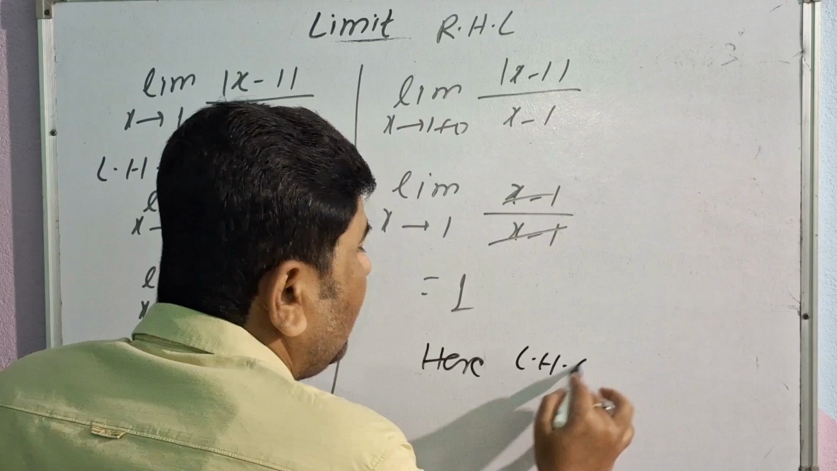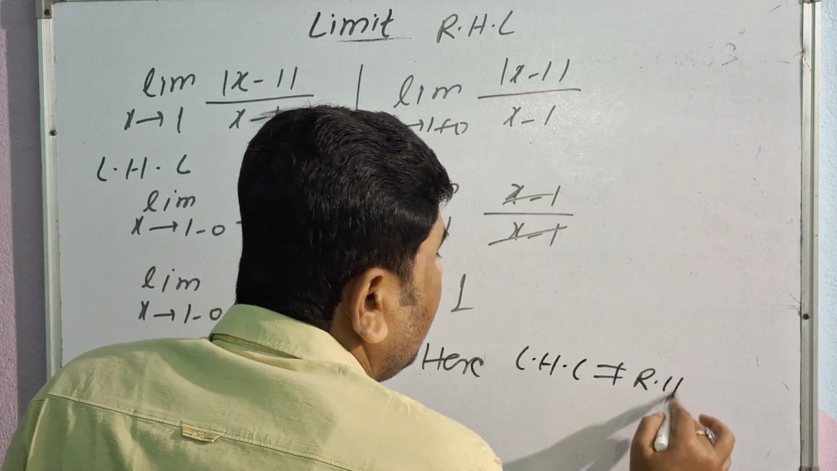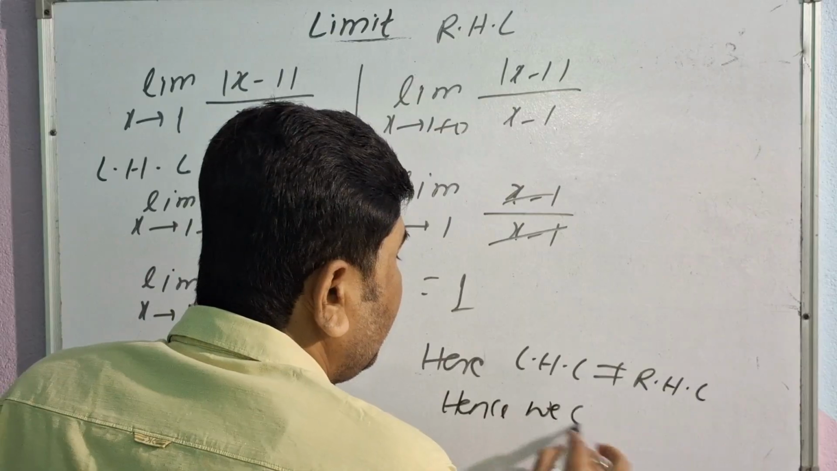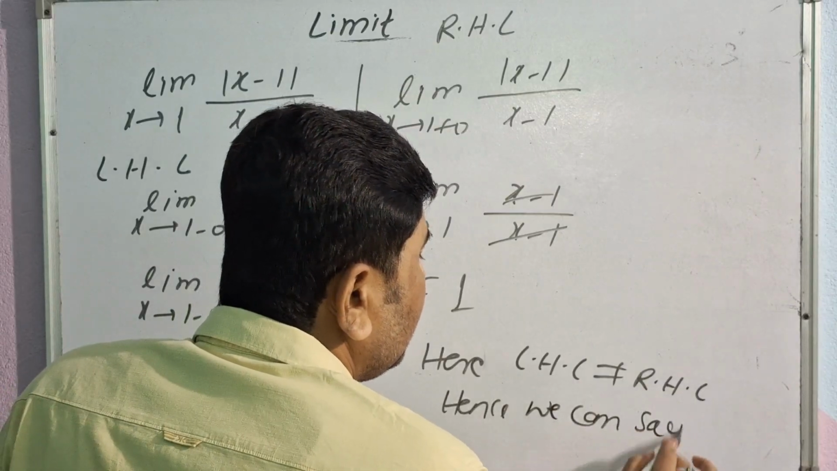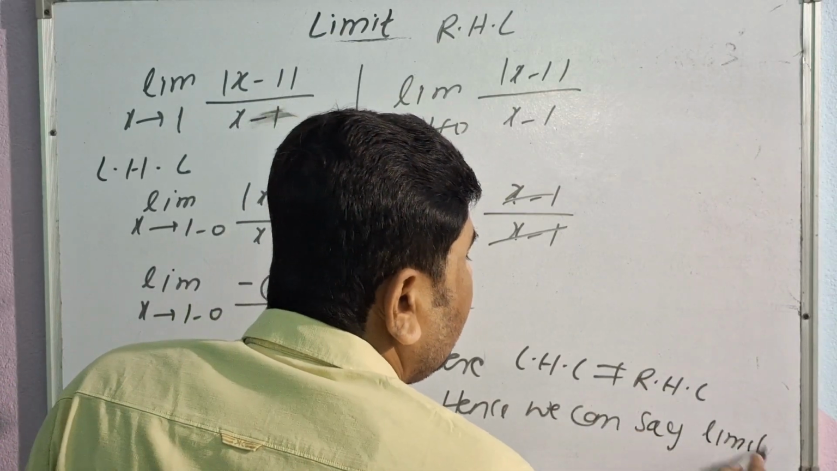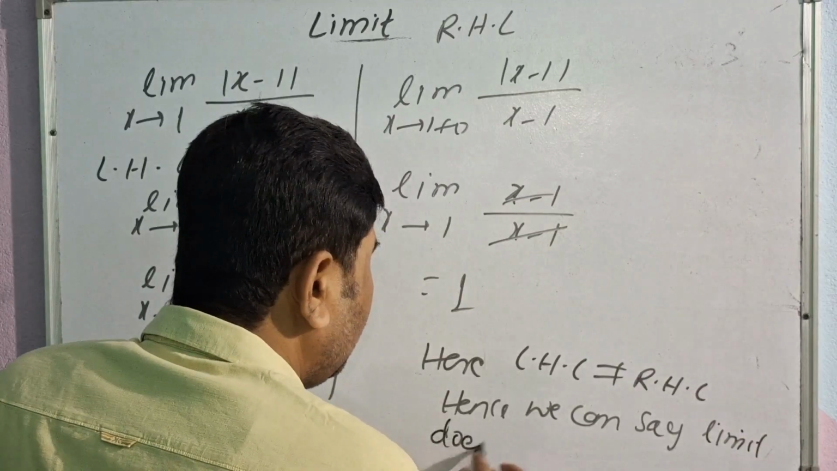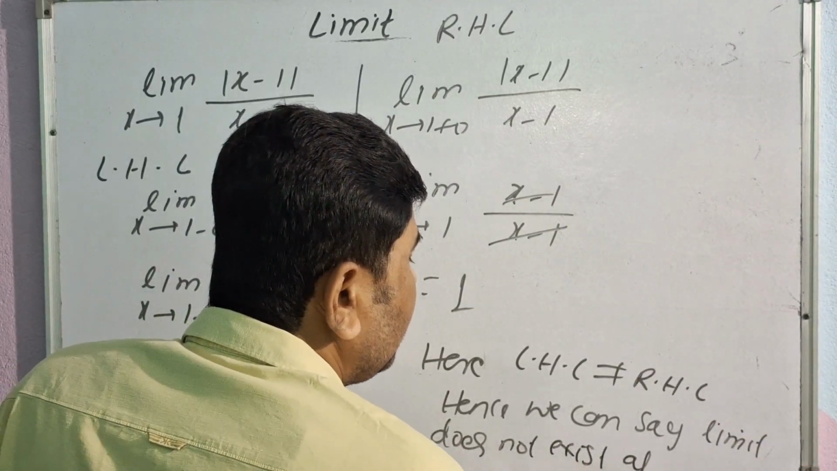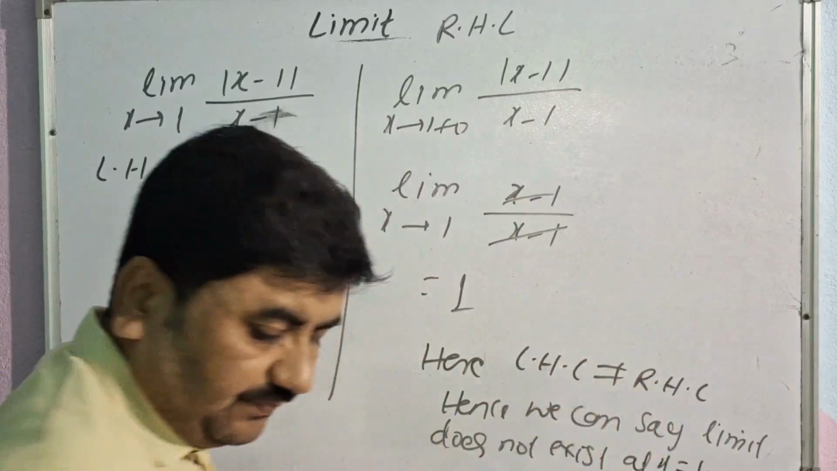Here LHL is not equal to RHL, hence we can say the limit does not exist at x equal to 1.